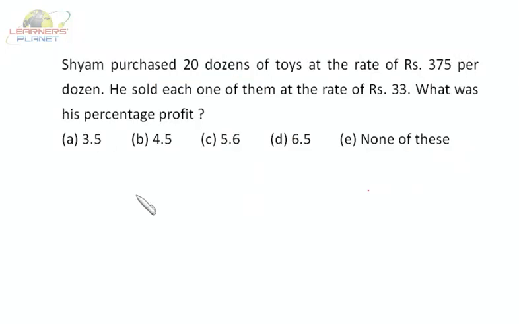Now let's see this question. Shyam purchased 20 dozen of toys at the rate of rupees 375 per dozen. He sold each one of them at the rate of rupees 33. What is his percentage profit? Friends, we have two options. Either we calculate the selling price for 12 pieces, that means for a dozen, or we calculate the cost price per piece. Since he is buying it for 375 rupees per dozen, that means per piece cost price is 375 by 12, that is 31.25.